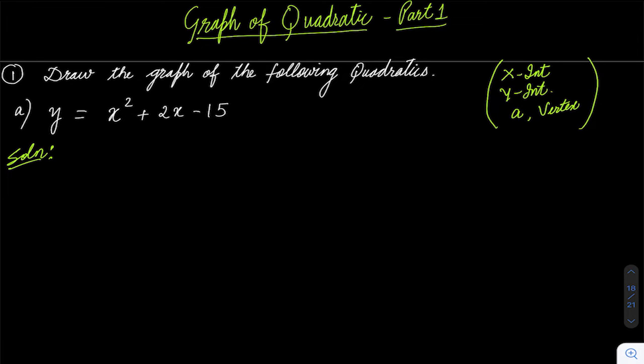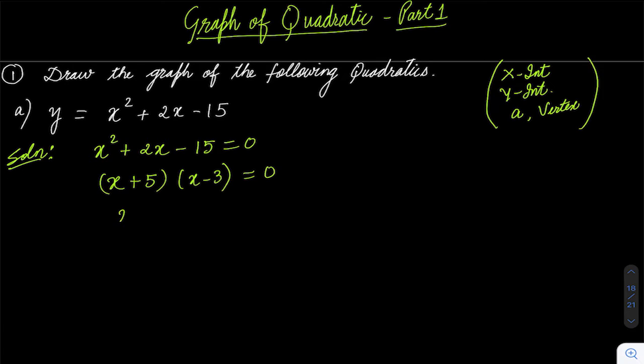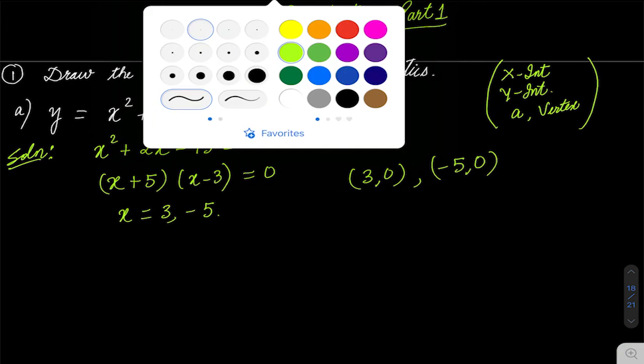So x-intercept means y is 0, or basically just find the roots. So what I'm going to do is first try to find the roots of this quadratic. So I can make factors. This is 5 and 3. So my roots are 3 and minus 5. And if roots are 3 and minus 5, it means the x-intercepts will be (3, 0) and (minus 5, 0). So these are my x-intercepts. Now that's the first thing.